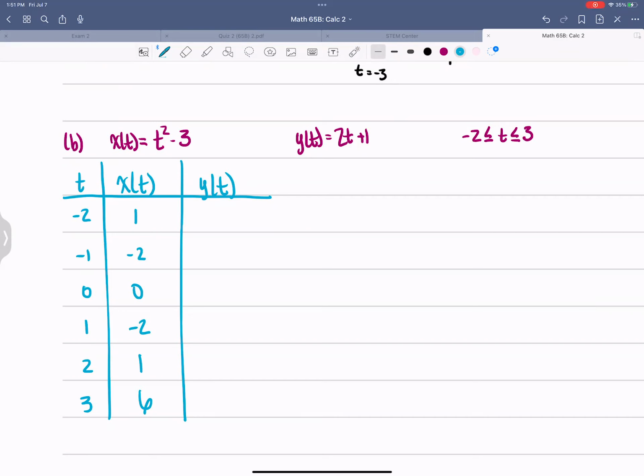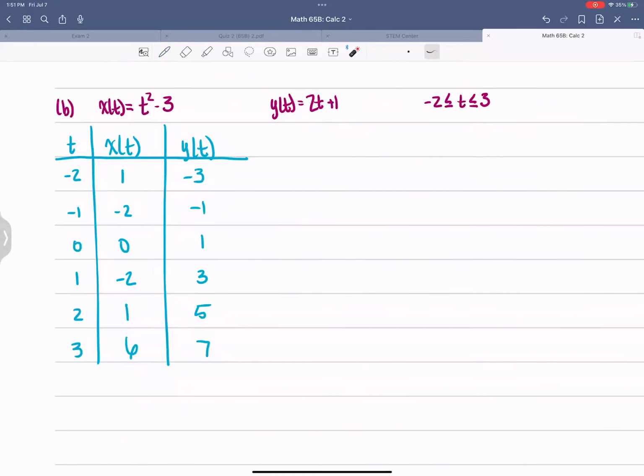And now for y of t, we have -4 plus 1 is -3. -2 plus 1 is -1. 0 is 1. 1 is 3. 2 is 5. 3 is 7. So we have each of these done. Now let's see what this looks like.